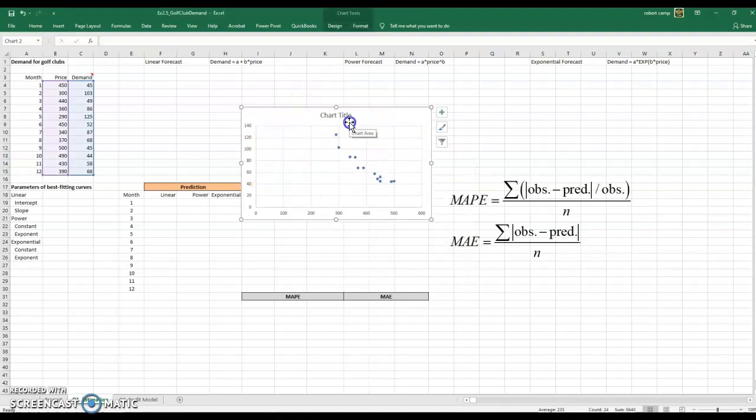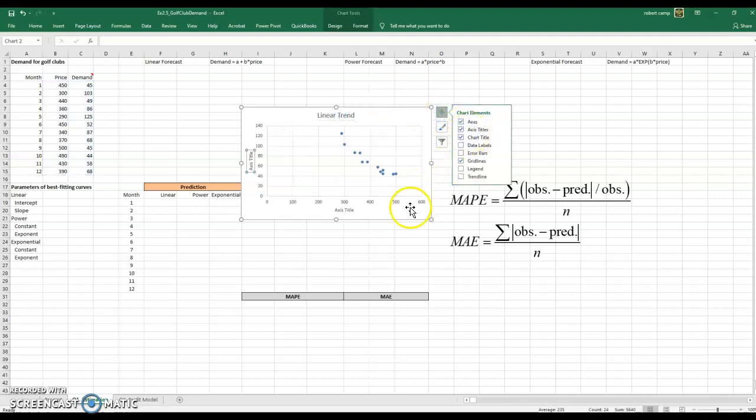Even though we're just using this to take care of some initial stuff, we still want to make it a proper graph. So we're going to call this the linear trend, because it is going to be the linear trend line. And then I'm going to add axis titles because we need axis titles with units. The axis title down here is going to be price in dollars. And then this here is going to be, actually I accidentally shifted that, so I'm going to hit undo to put it right back in the spot. And this is going to be demand in hundreds.